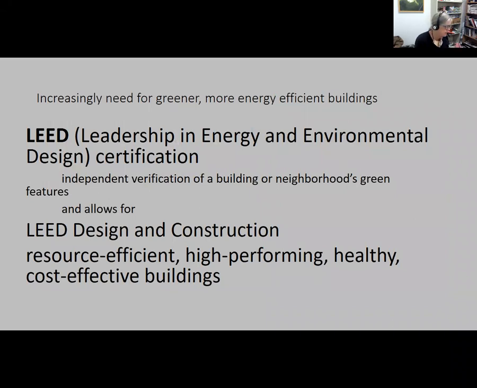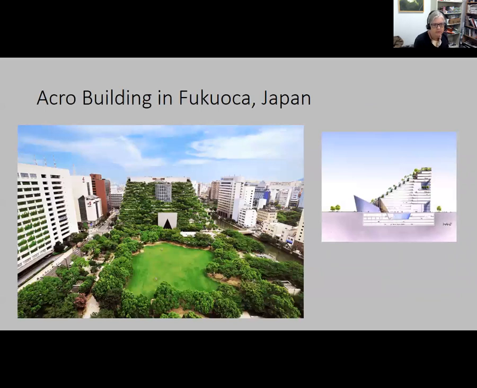So now there's an increasing need for greener, more energy efficient buildings, and buildings that meet these requirements are certified as LEED, Leadership in Energy and Environmental Design. And these LEED buildings are resource efficient, high performing, healthy, cost efficient buildings. These are some examples of them. This is the Acros building in Fukuoka, I'm sure I said that right, Japan.